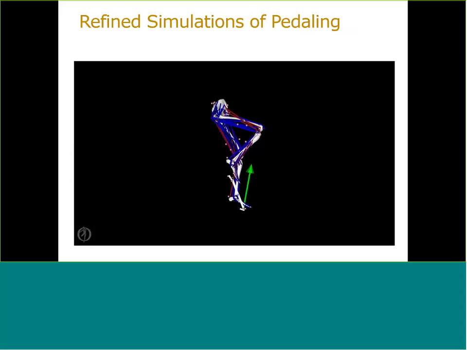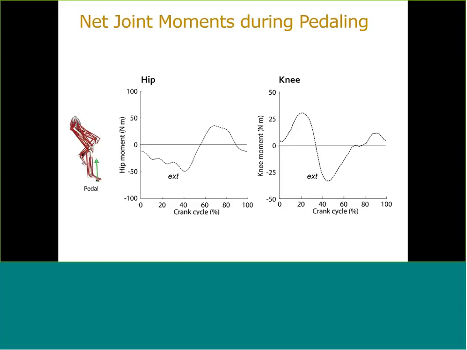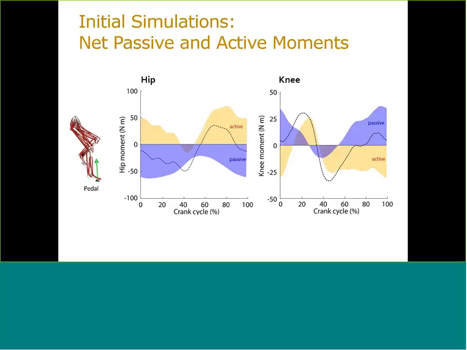So what did we find? Here are the net joint moments around the hip and knee. You can clearly identify the downstroke and upstroke phases as the knee and hip extend and flex. Here are the contributions of the active and passive net moments, the hip and knee, using the initial model.